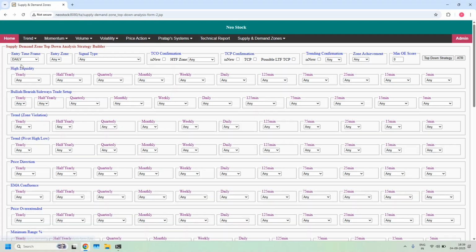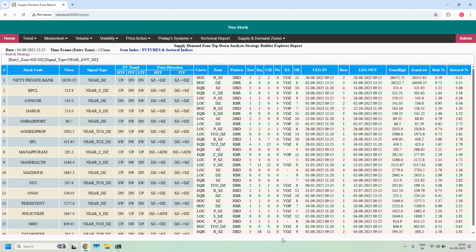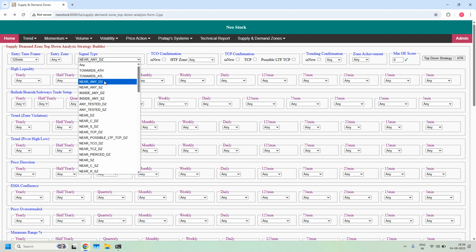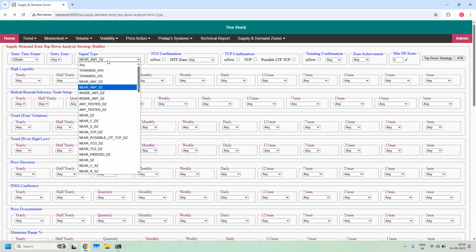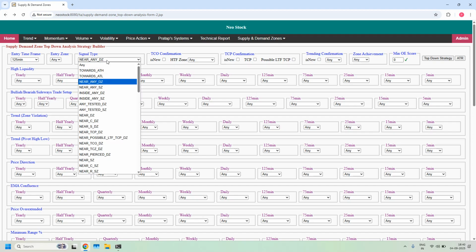So the next time frame is 125 minutes. Stocks near the 125 minutes demand zone, we got 16 stocks. First 15 stocks in the list. Scrolling the list down, total 16 stocks are filtered. Next, stocks near the 125-minute supply zone. We got 16 earlier also, demand zone also 16, right? Yes, supply zones also 16.